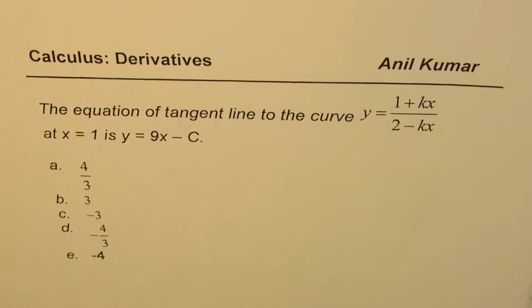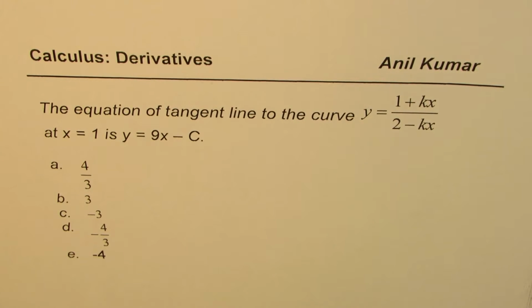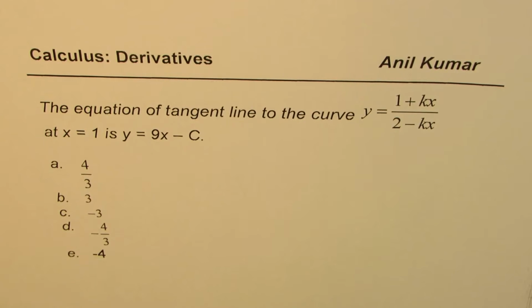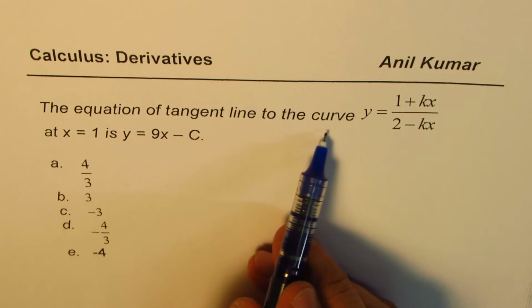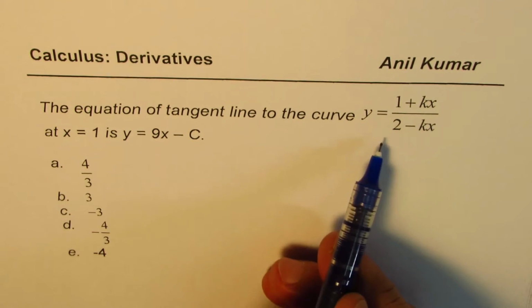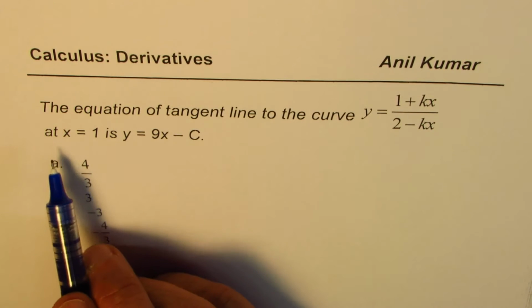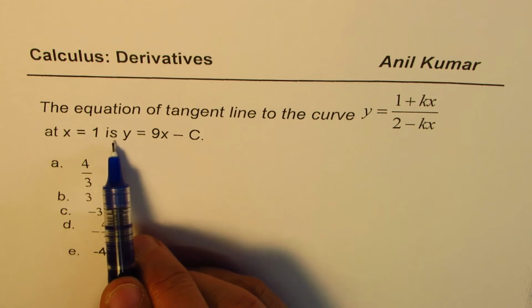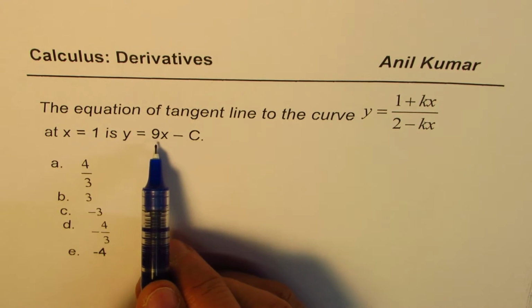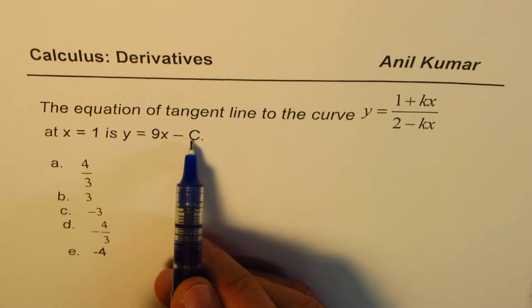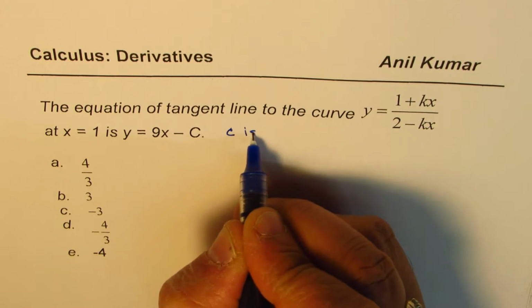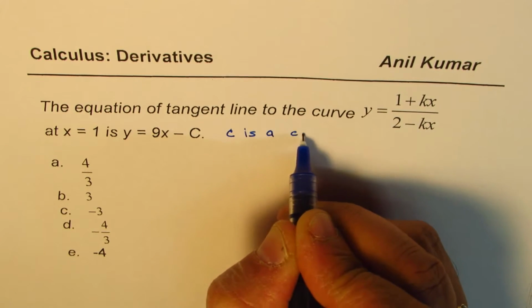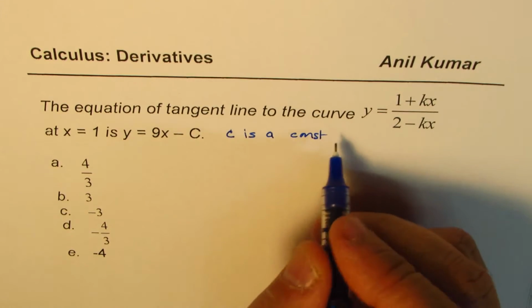I'm Anil Kumar sharing with you a very interesting question based on derivatives in calculus. The question here is: the equation of the tangent line to the curve y equals (1 plus kx) divided by (2 minus kx) at x equals 1 is y equals 9x minus c, where c is a constant.